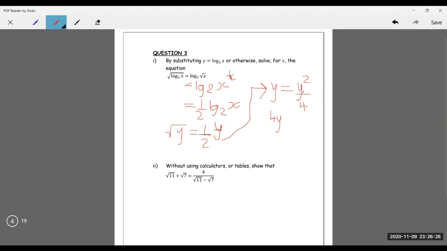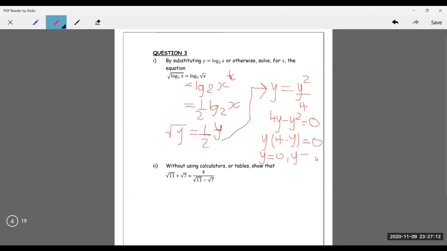Then we can carry over the y squared, and that's equal to 0. Then we can factorize out y, and what we're getting is 4 minus y, times y, equals 0. So if y equals 0 or 4 minus y equals 0, what's the value of y? Y equals 0 or y equals 4.